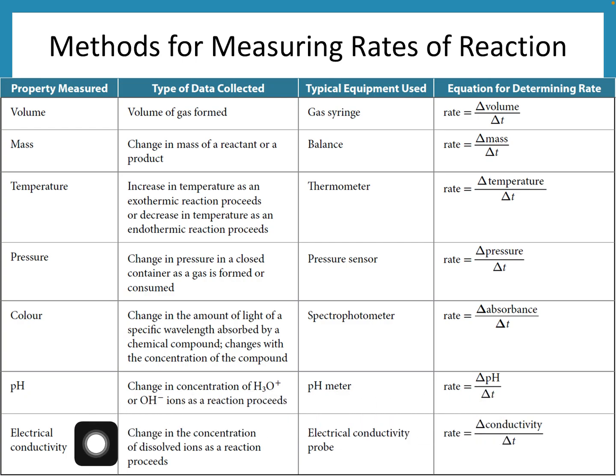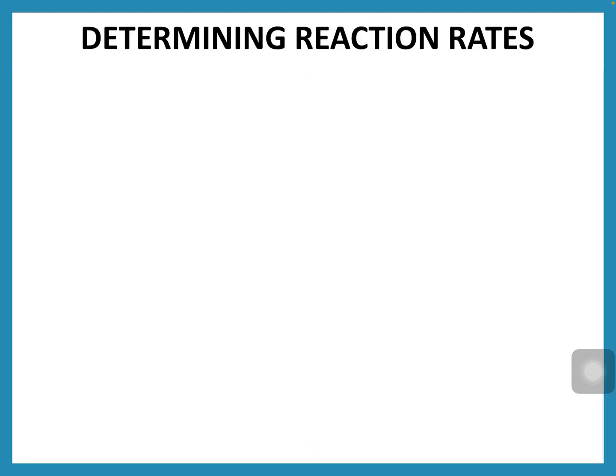And another way would be electrical conductivity. So the change in concentration of dissolved ions will change the conductivity, whether that might be an increase or a decrease. So we can use an electrical conductivity probe there to measure the change in conductivity over change in time for rate. So many different ways that we can actually measure how quickly reactants are being used up, or products are being formed.